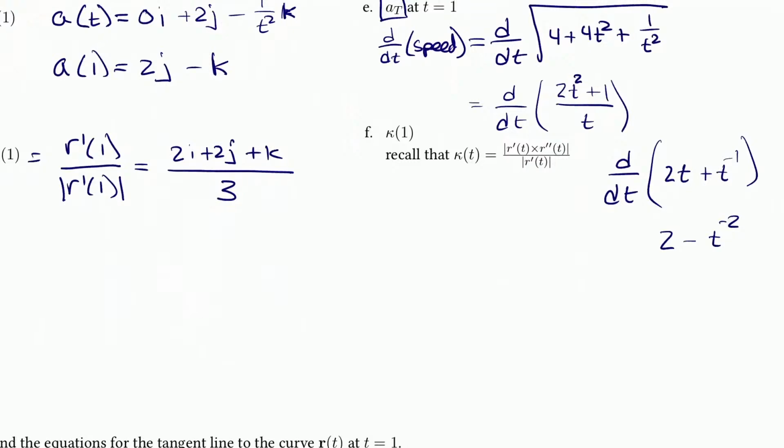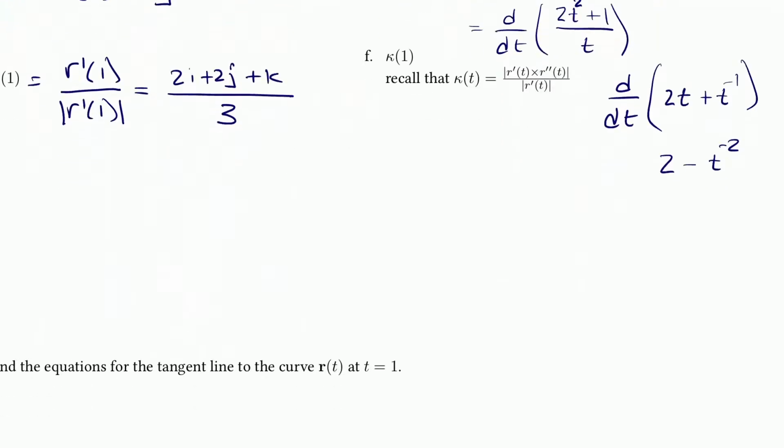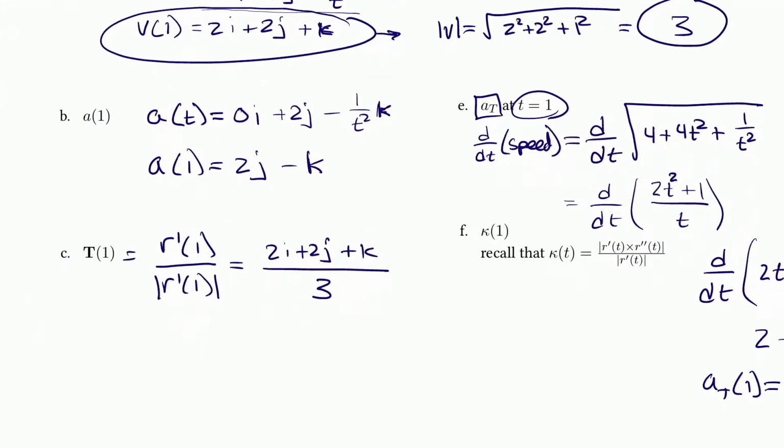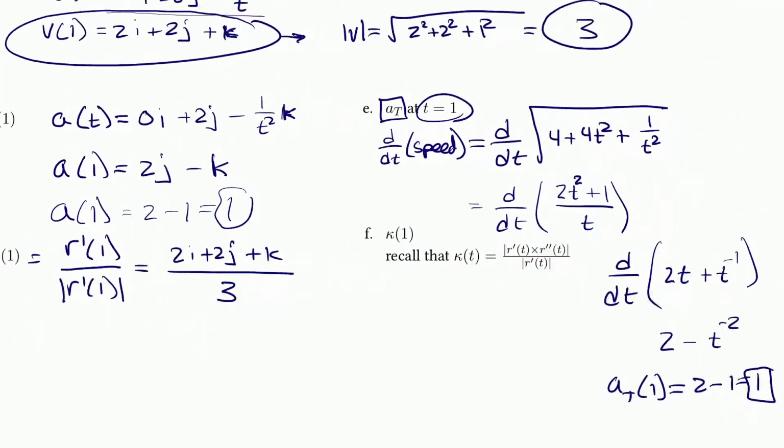And then when you plug t equals 1 into this, you get 1. So a sub t at 1 is 2 minus 1, which is 1. Now, this is a little confusing. Some of you did completely the wrong thing and got 1. So if you did completely the wrong thing, I didn't give you any points. For example, if you do a of 1 and you leave out the j and the k, you might get this, which is also 1. So I'm going to look for some supporting work, in other words, if you just have 1, or if you've done the wrong thing.